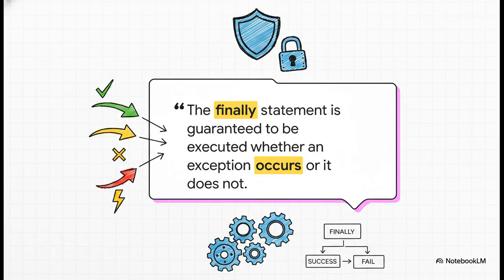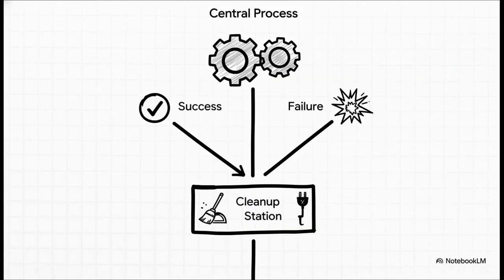And this is the main takeaway for finally. It is your absolute guarantee. It doesn't matter if your code worked, if it failed, or if you caught the error, the code inside finally is going to run. And that makes it incredibly reliable for those mission-critical operations. So why is this such a big deal? Well, think of finally as your code's essential cleanup crew.